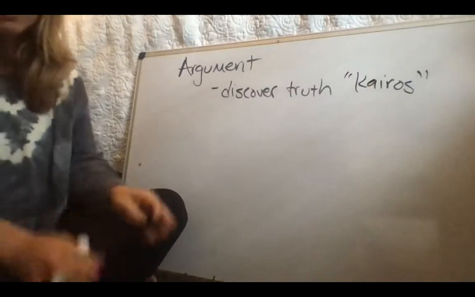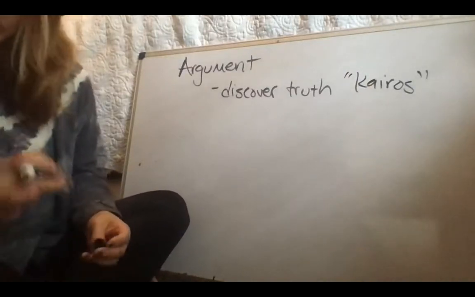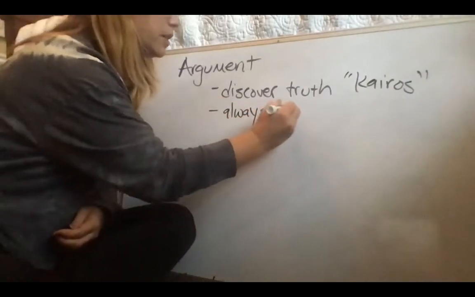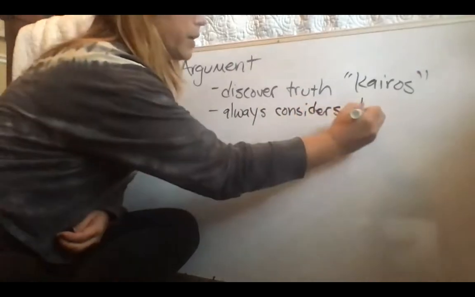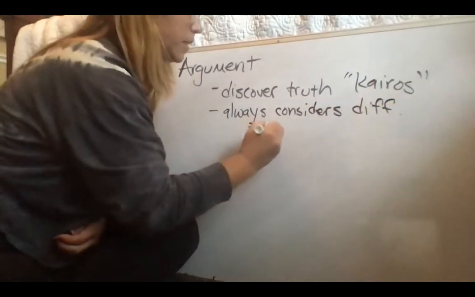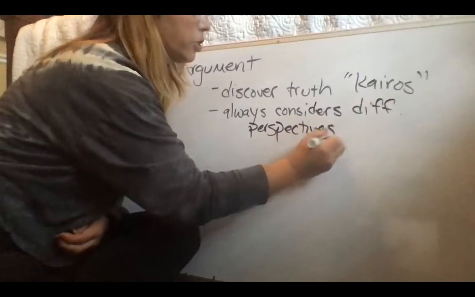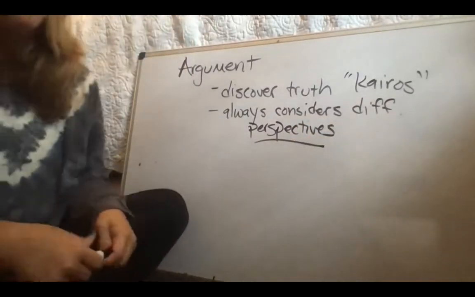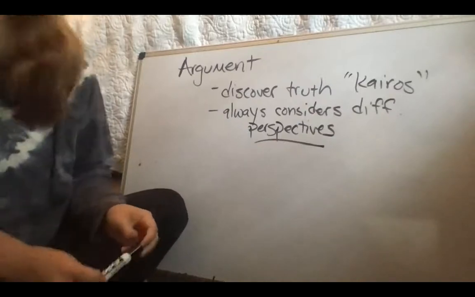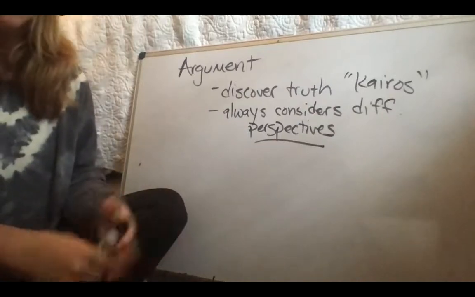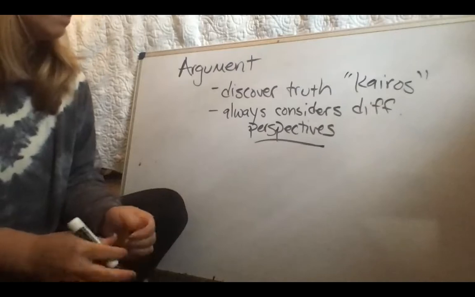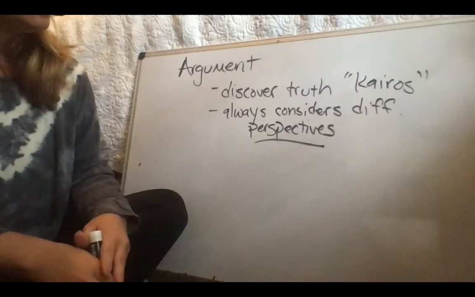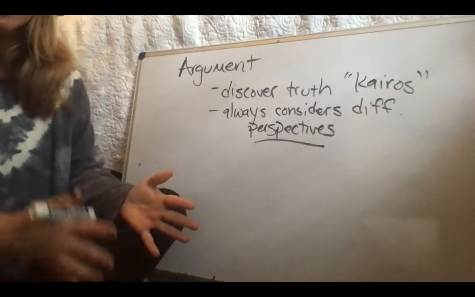And some other things argument as a genre is always concerned with is that it always considers different perspectives. That is not an option in argumentation. Okay, so some of y'all may be familiar with the term counterclaim. I'm going to talk to you today about concession refutation, which is counterclaim, but just in a little bit of a different way. And that's essentially where those different perspectives come from.